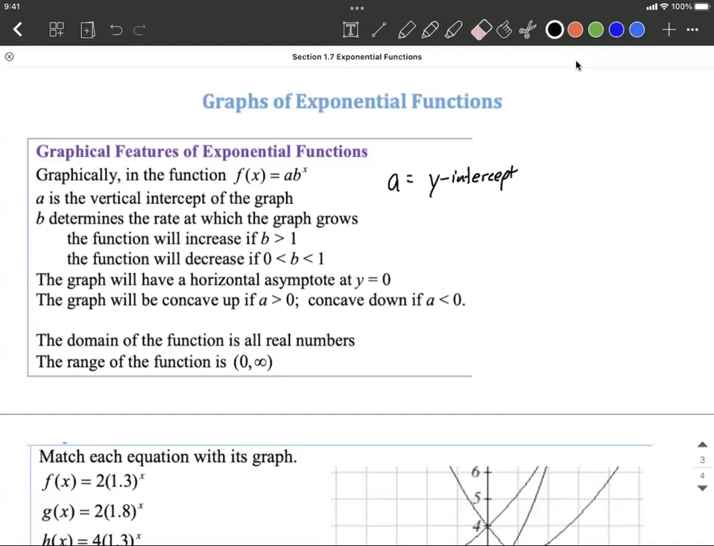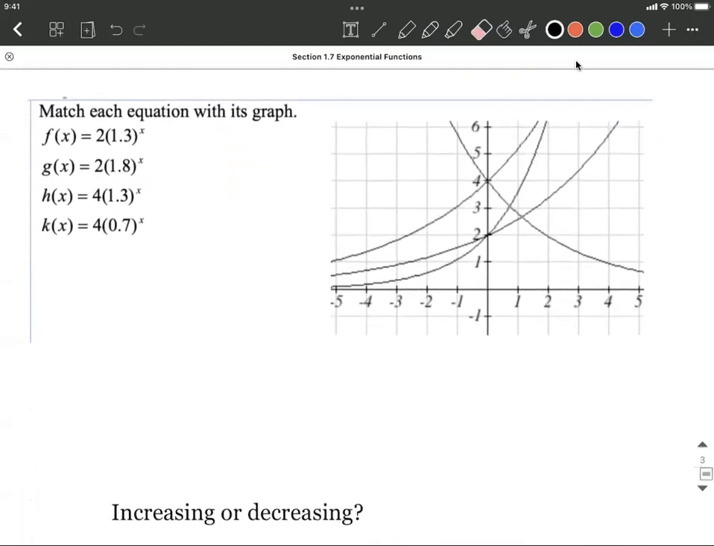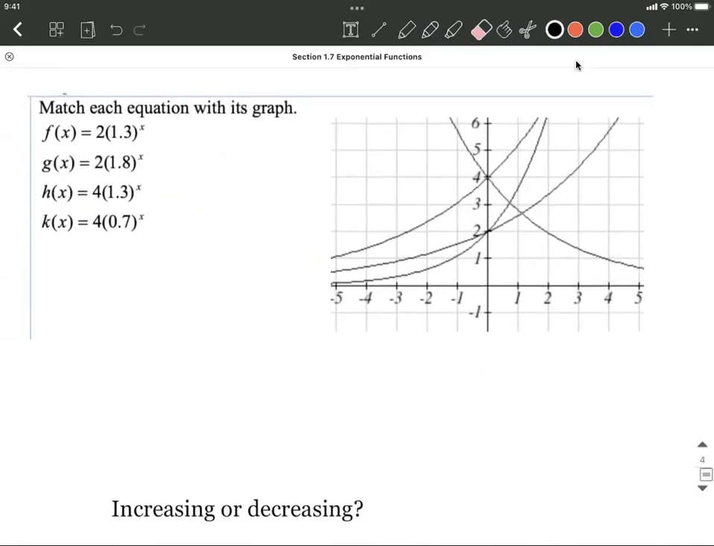Okay, and then B, that base, that's going to be how quickly it's increasing or decreasing. So if B is bigger than 1, it's going to be increasing. If b happens to be between 0 and 1, it's going to be decreasing over time. All right, each one of these has the same sort of thing going on with a horizontal asymptote at y equals 0, and then they tell you about concavity, domain, and range. But let's take a look at one of these questions.